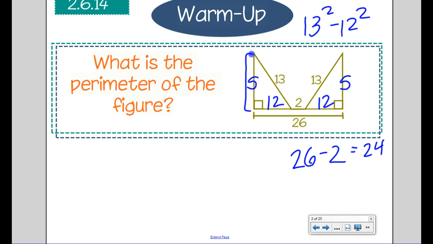Oh. We are not done yet. We're going to find the perimeter. So add up all the numbers.